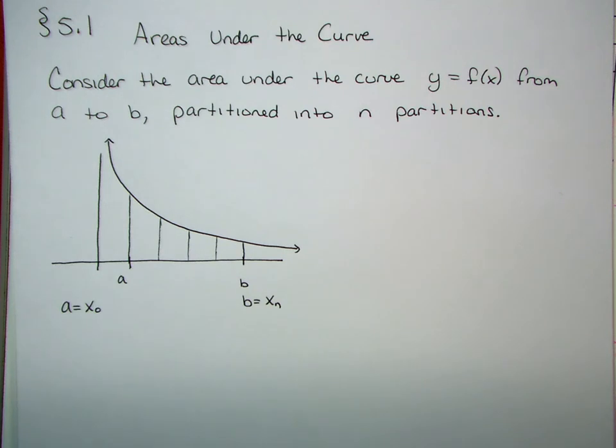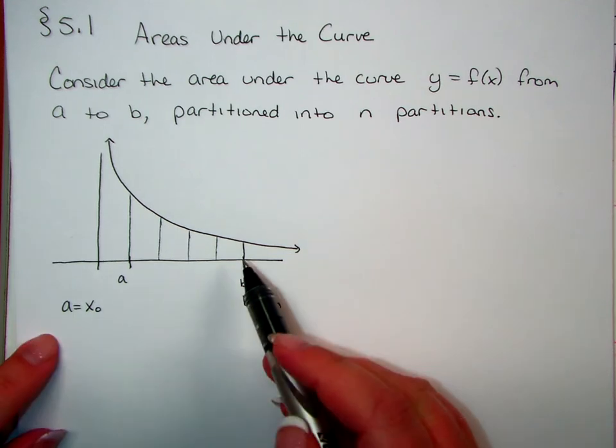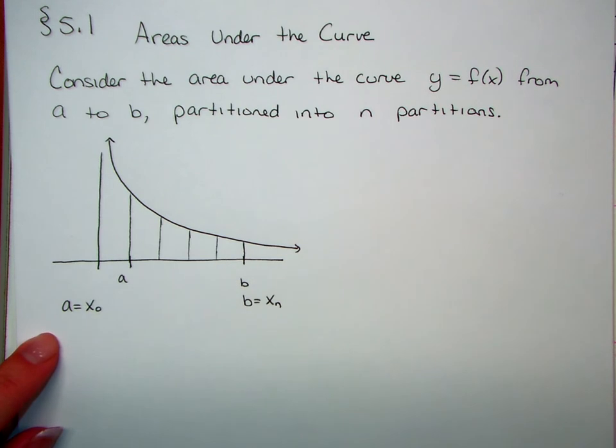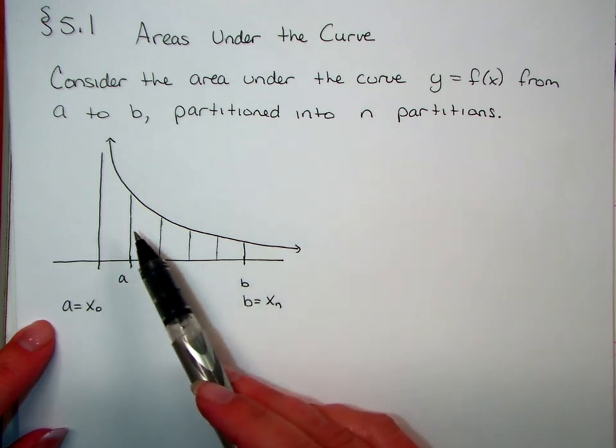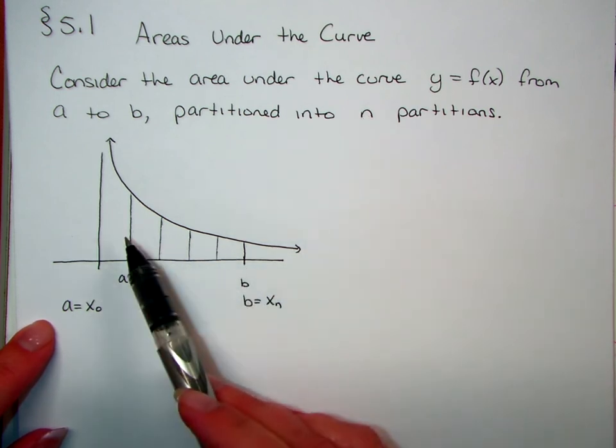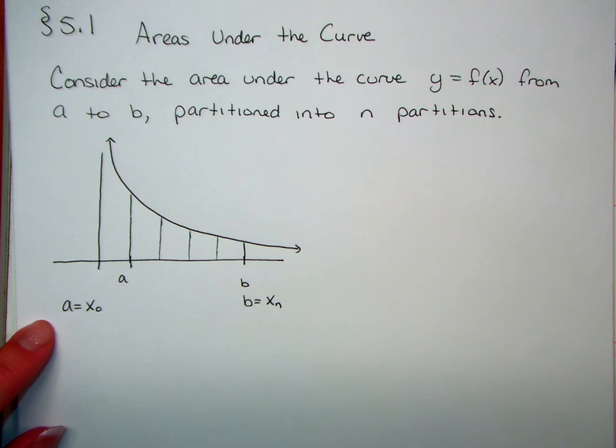We are starting chapter 5 with calculating the areas under the curve. So first we're going to do kind of a gross calculating method of doing the area under the curve. We're going to get more fine-tuned as we go on through chapter 5. But first we're going to find the area under this curve by calculating the area of rectangles.